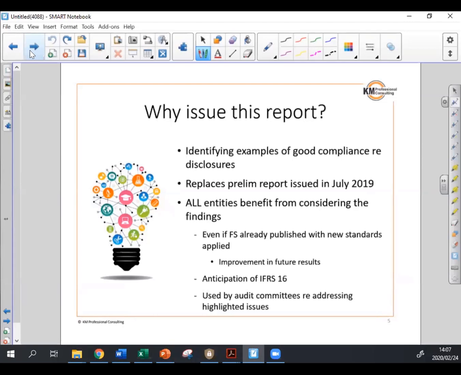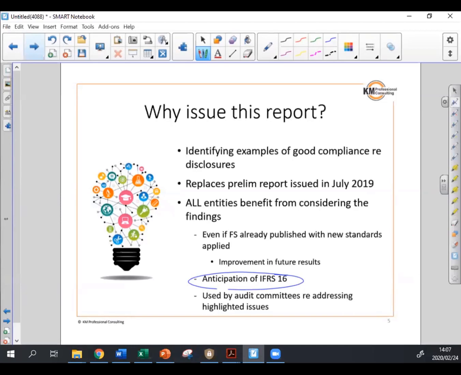I've already complied. My first set of financial statements is out there. It's sorted. Well, I'd like to draw your attention to the fact that at the bottom of the slide, the anticipation of IFRS 16 is still pretty real. Even though I think almost every entity, I don't think there's a year end that's still waiting to apply IFRS 16, but we are indeed still waiting for the first set of financial statements from such entities.